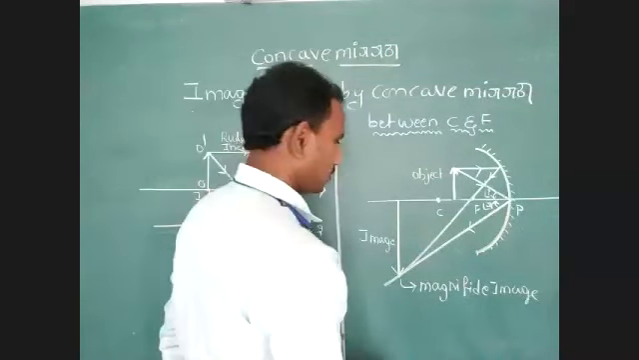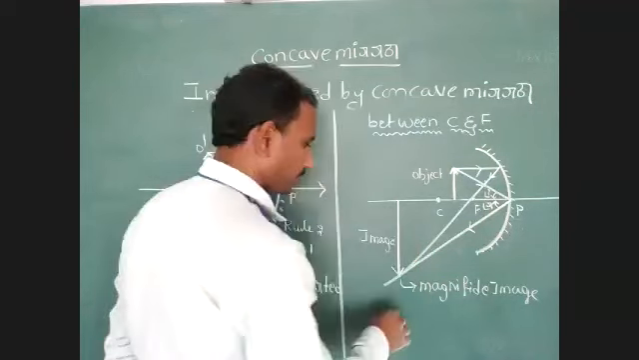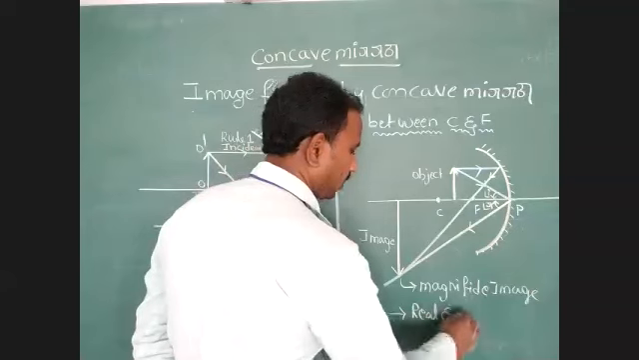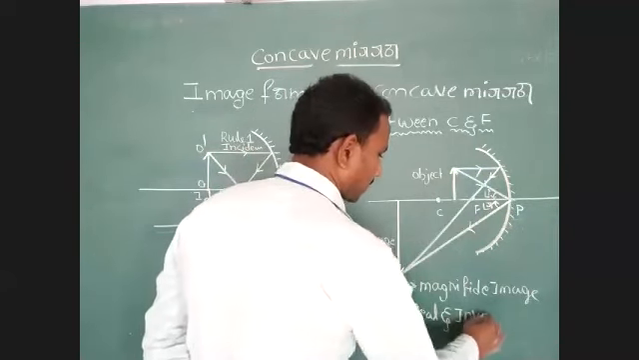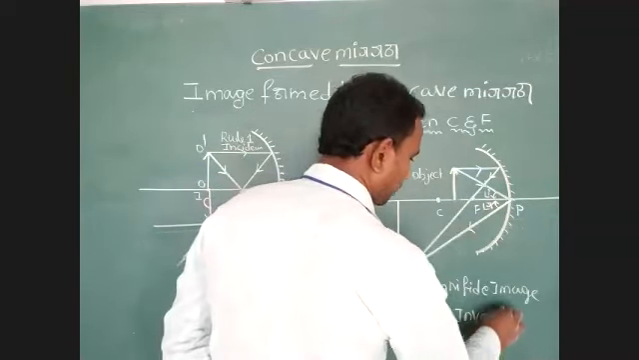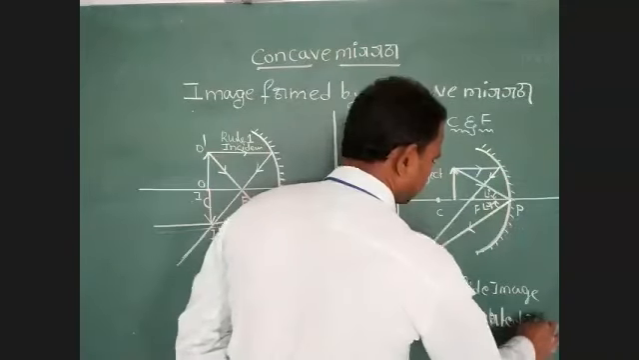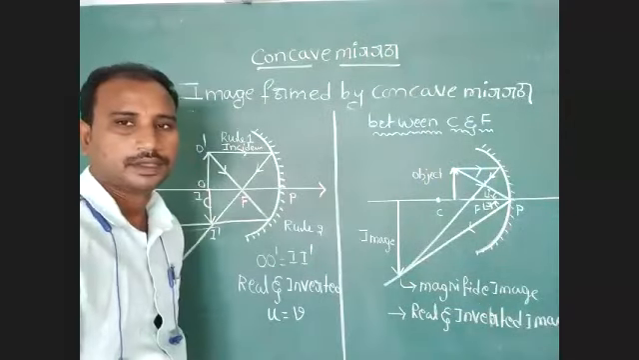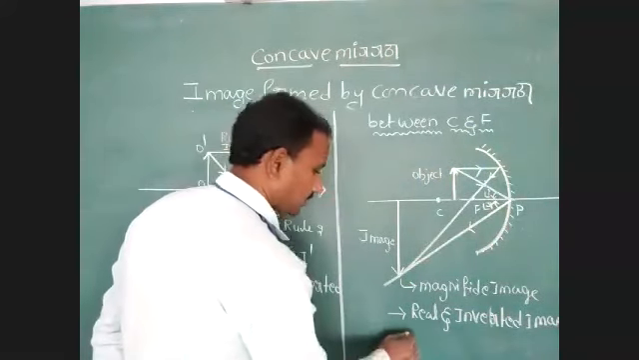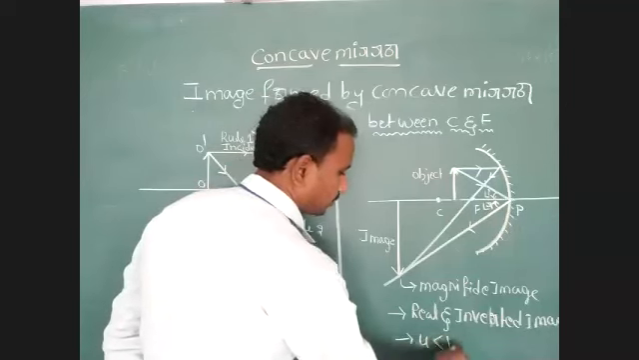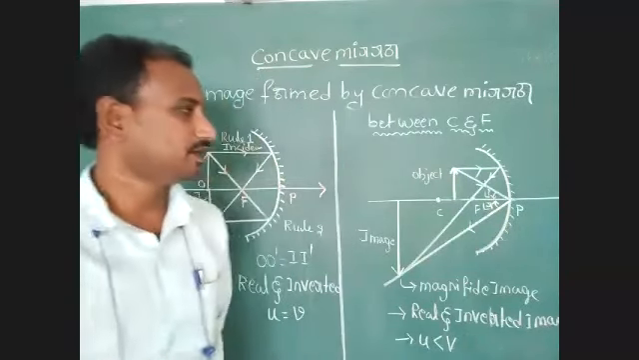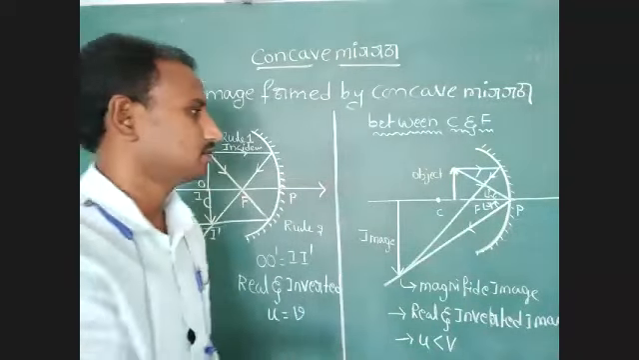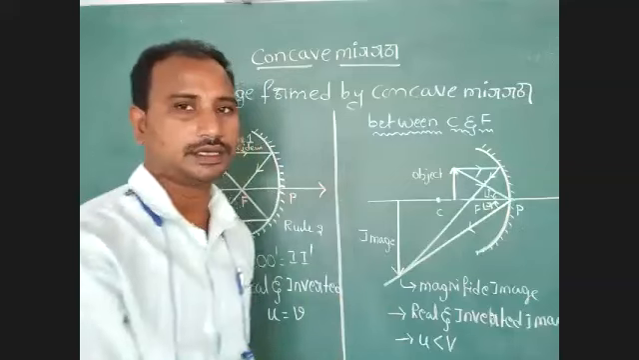The next one, we can identify the characteristics of the image. This image is a real and inverted image. Here the object distance is less than the image distance. These are our characteristics of the image for this condition.